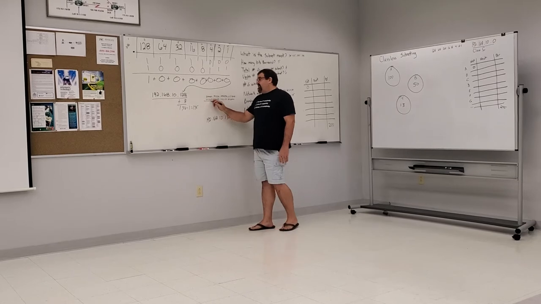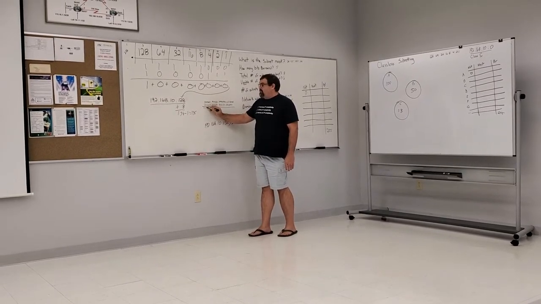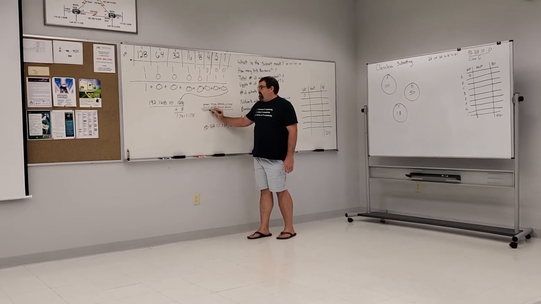1 2 3 4 5 6 7 8 9 10 11 12 13 14 15 16 17 18 19 20 21 22 23 24 25 26 27 28 29 30 31 32. Okay, so now look at it. We'll just compare it again. Yes, yes, yes, yes, yes, yes, no, no, no, no, no.